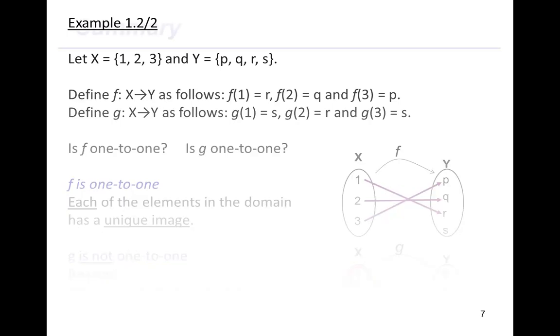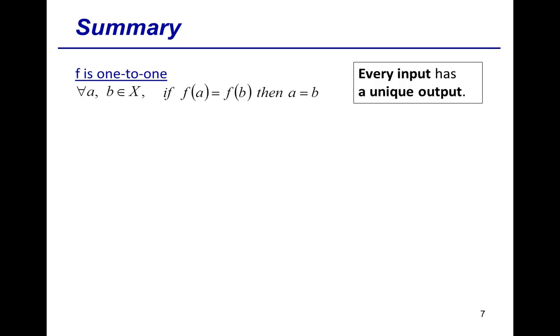In summary, to prove that f is one-to-one, you need to know that for all a and b belonging to domain X, if f(a) is equal to f(b), then a is equal to b. Essentially, you need to go through each and every input to make sure that they all have unique output.